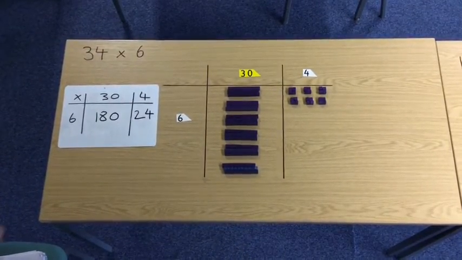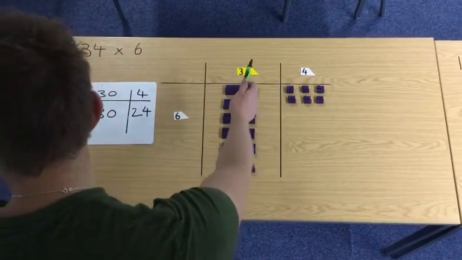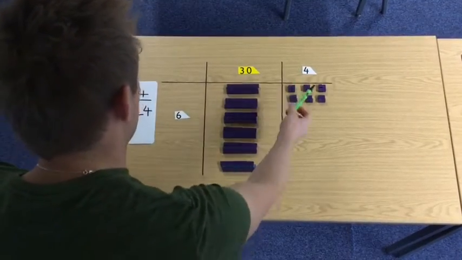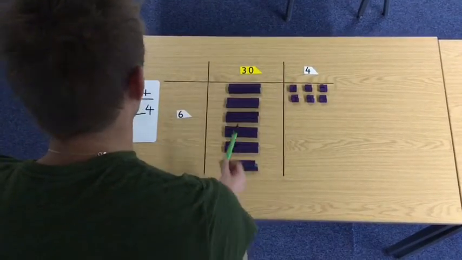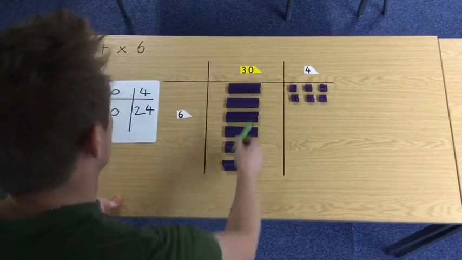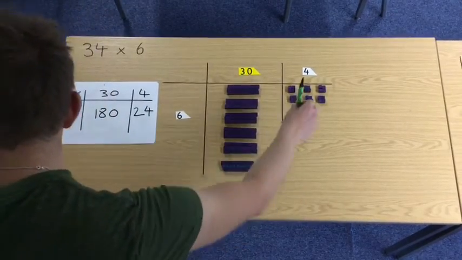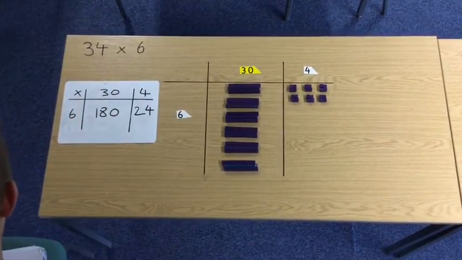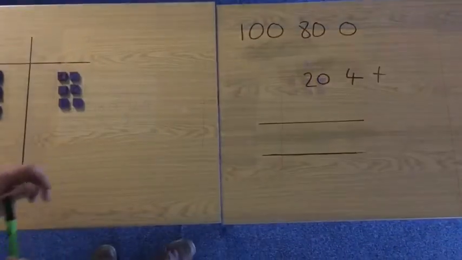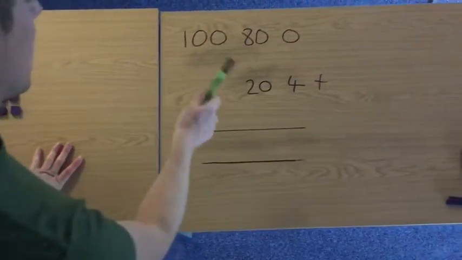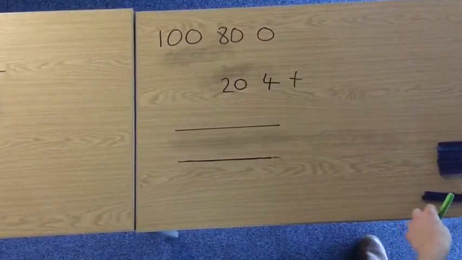So now we have our partial products from our partitioned multiples. So now I need to take my partial products and combine them together using the addition method. So I'll be using the expanded column addition and using the Dienes to represent the numbers.